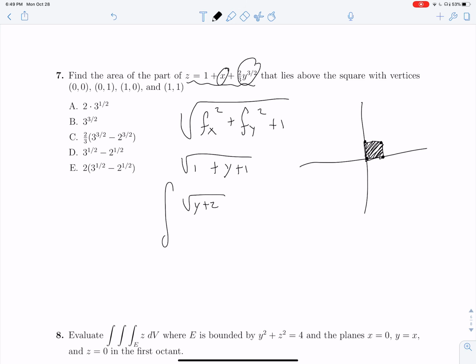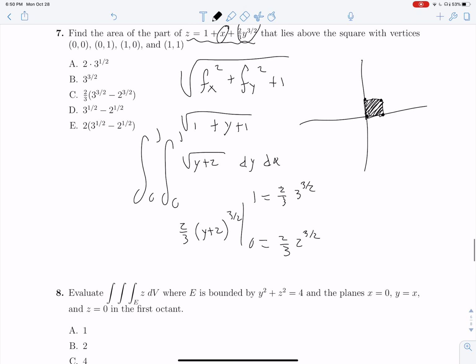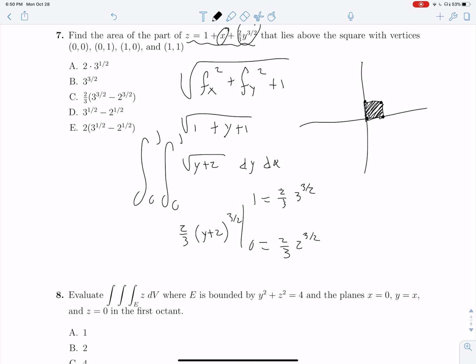And then we can integrate dy dx, 0 to 1, 0 to 1, doesn't matter the order, and our bounds are equal. So integrating with respect to y, we're going to get 2/3 (y plus 2) to the 3/2, evaluated on 0 to 1, which is going to be 2/3 (3 to the 3/2) minus 2/3 (2 to the 3/2). And then evaluating on 0 to 1 for x, we'll just multiply everything by 1, so we're going to skip that step.